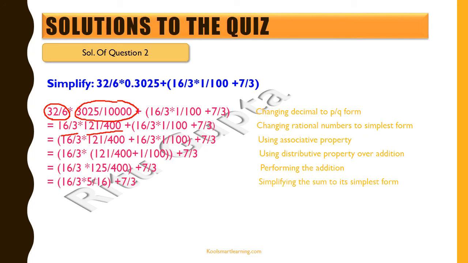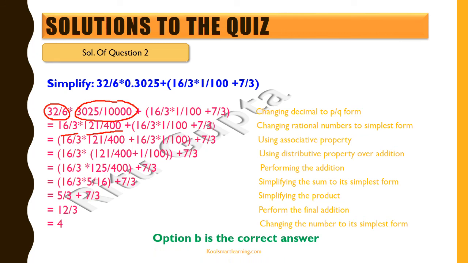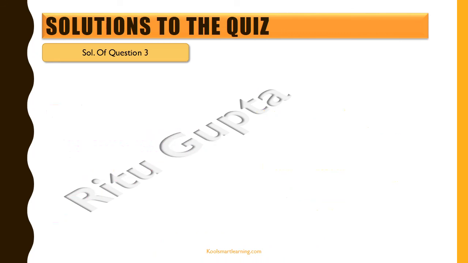Now we simplify because 125 by 400 is not in its simplest form, so we divide it by 25 and we get 5 by 16. So we get 16 by 3 multiplied by 5 by 16 plus 7 by 3, and this can further be simplified to 5 by 3 plus 7 by 3, which is equal to 12 by 3 and hence equal to 4. So in this case, option B is the correct answer.